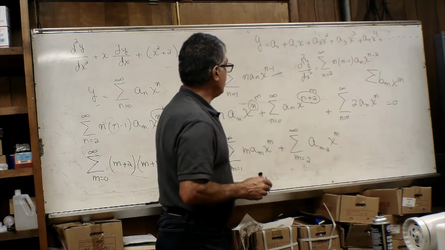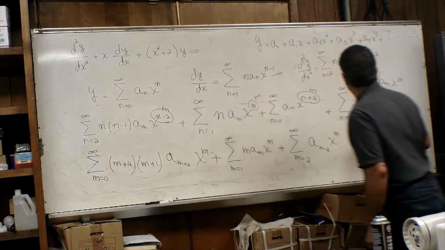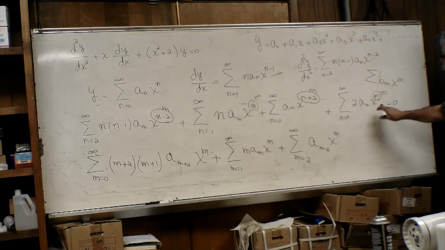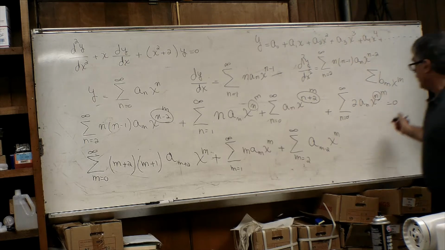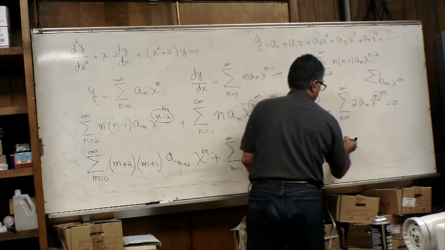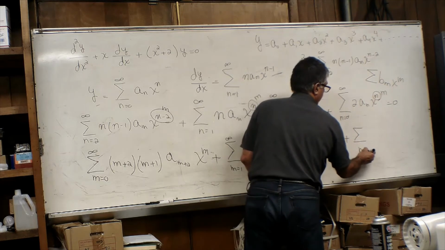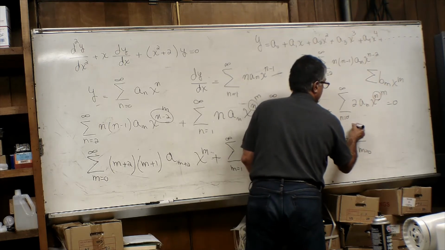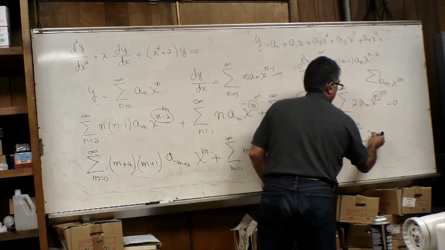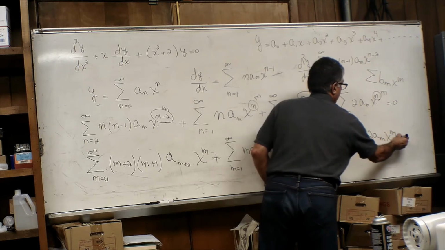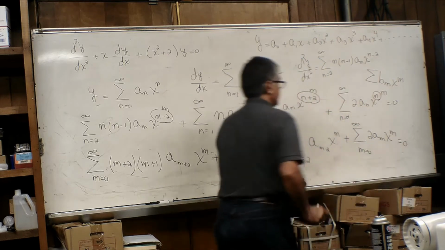And for the last portion, again, our m is equal to n. So wherever we have n, we can change it to m, plus summation m from 0 to infinity of 2 a m x to power m equal to 0.